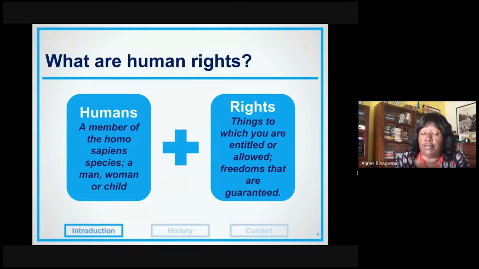A right you have is something to which you are entitled or allowed, and guaranteed because you have the freedom to use. There are many types of rights that apply to certain groups, such as the automatic right to work when you are a national, but need a permit when you are a foreigner. And in many countries, not even all foreigners can get the benefit of every type of job. It is regulated by national laws.